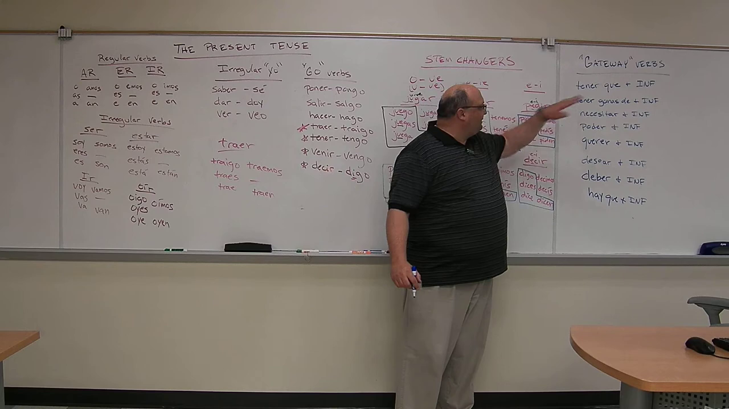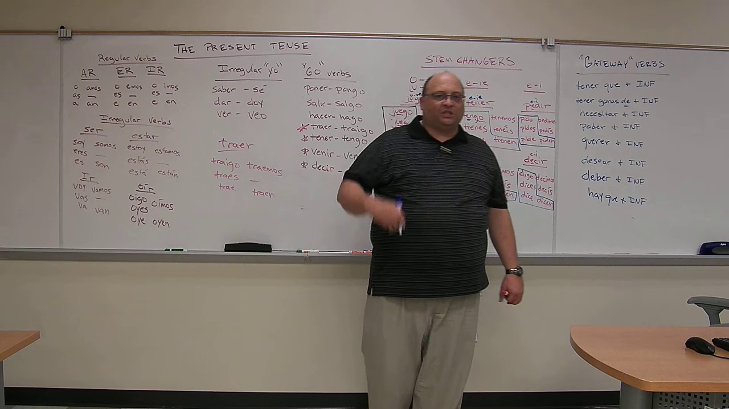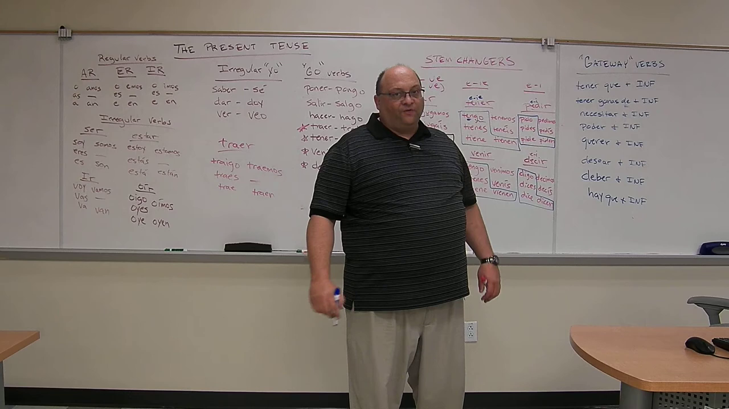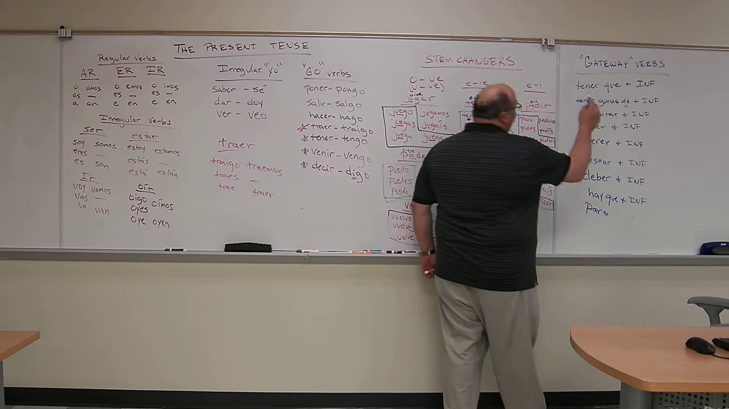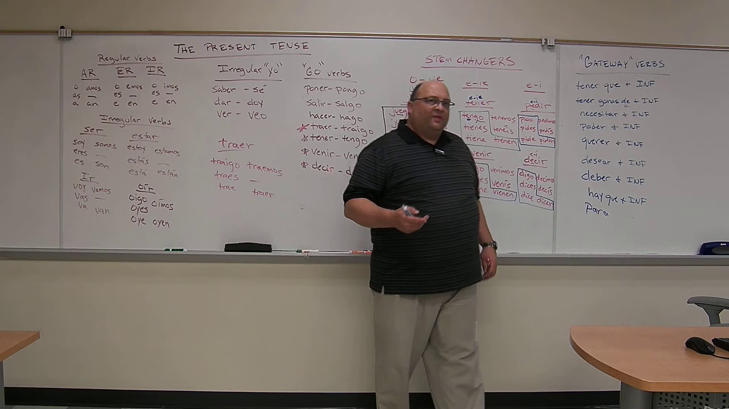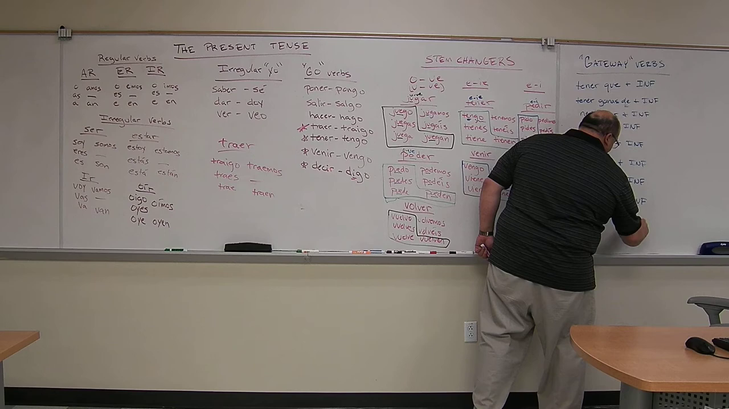Same thing with tener ganas de. De is a preposition. And whenever you use a preposition like de or para, guess what comes after that? The infinitive. So I'm going to put para in down here as well. Because these aren't just gateway verbs, I guess I probably should call them gateway verbs, but they're gateways into speaking. The reason they're gateways is because after them, you can use the infinitive. And so you're speaking and practicing speaking Spanish, even writing.